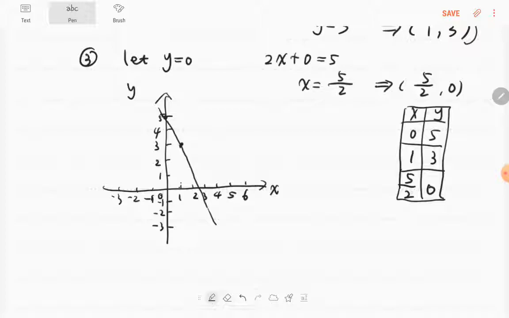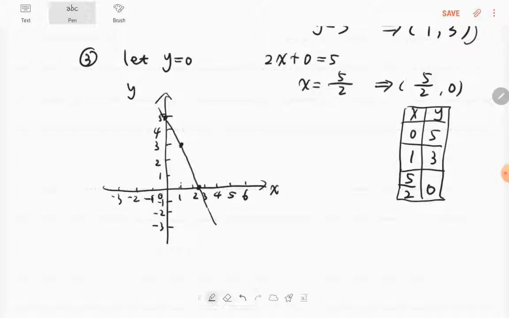Okay, so 5 over 2 is just 2.5, right? So x is 2.5, it's right here, and y is equal to 0, so it's just a point on the x-axis. So it's also on the line. So we finish it. We use two paired solutions to find the two points. Then we connect these two points to draw the line. After that, we test if the third point is also on the line. So the last one is just for checking.